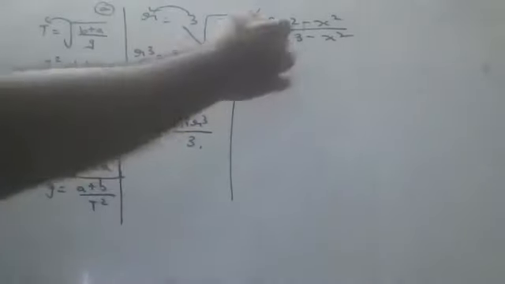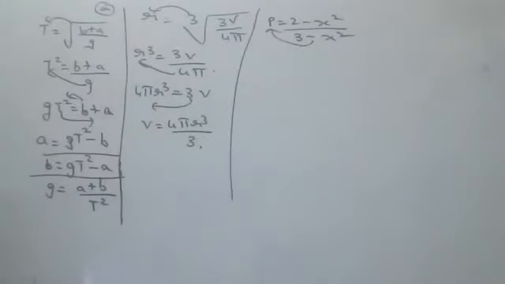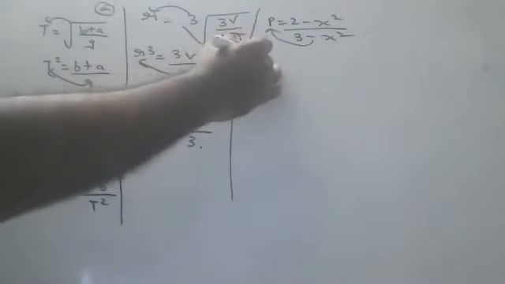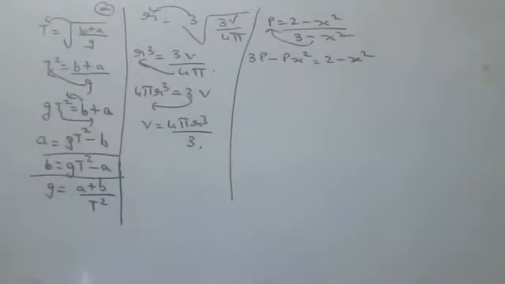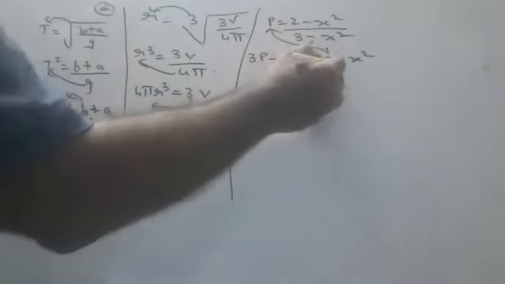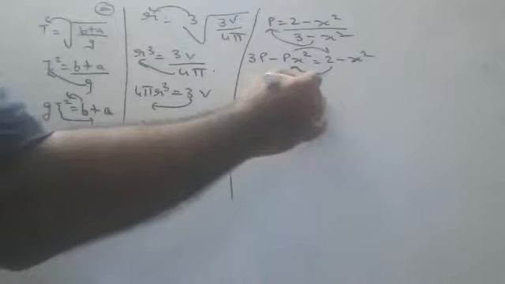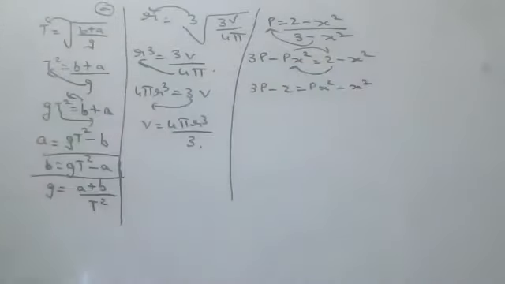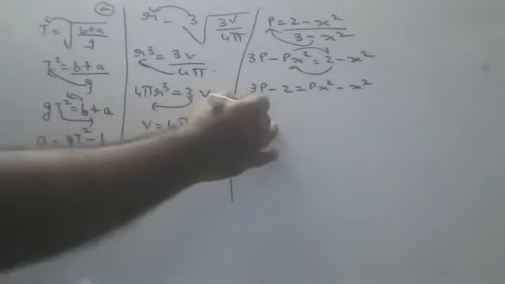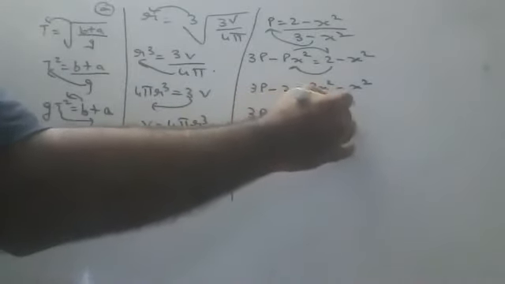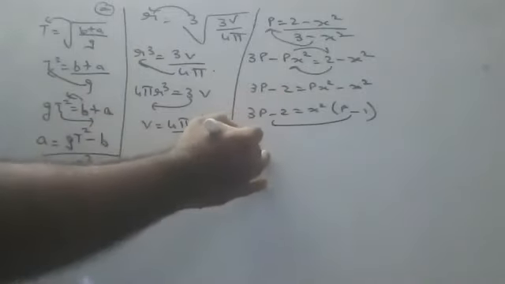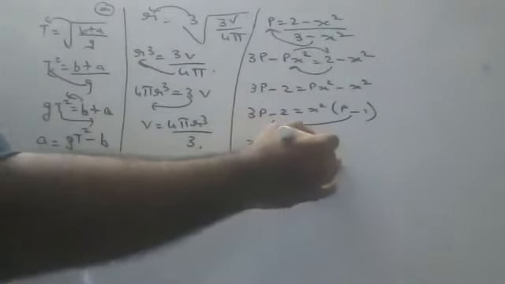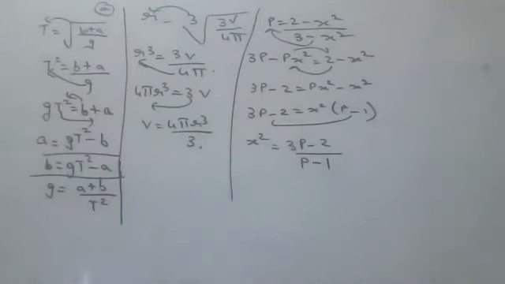Sir, you have to bring 3 minus x square to P. You have to multiply P into 3 minus x square, which is equal to 2 minus x square. So Px square minus x square is equal to 3p minus 2. You have to take x square common, so P minus 1 will come down. x square is equal to 3p minus 2 by p minus 1.